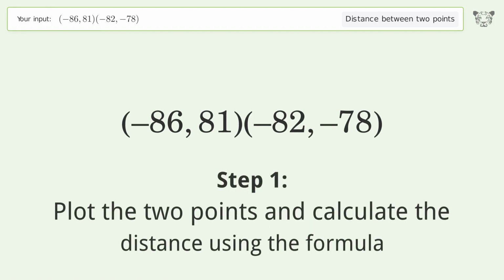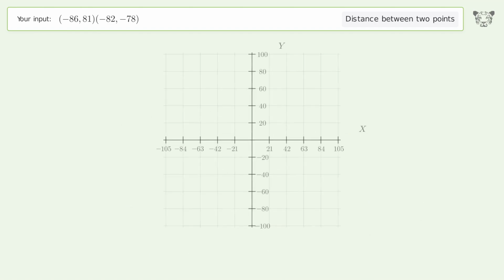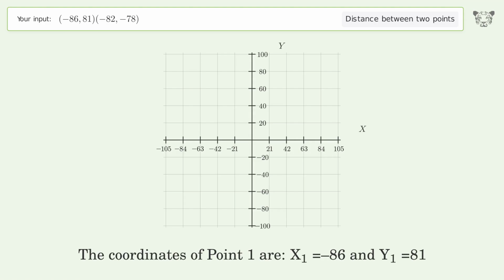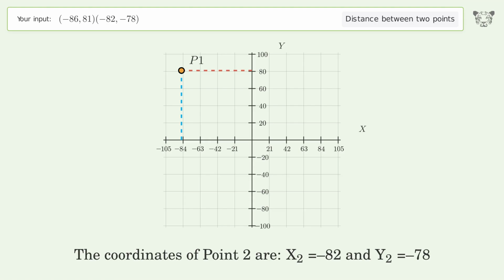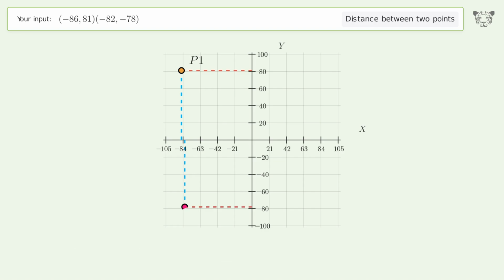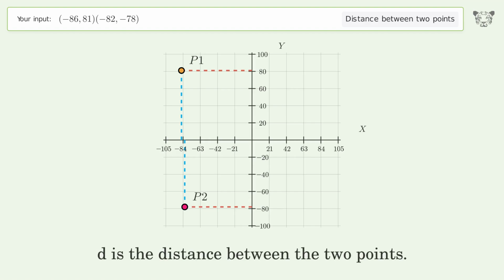Plot the 2 points and calculate the distance using the formula. The coordinates of point 1 are x1 equals negative 86 and y1 equals 81. The coordinates of point 2 are x2 equals negative 82 and y2 equals negative 78. D is the distance between the 2 points.